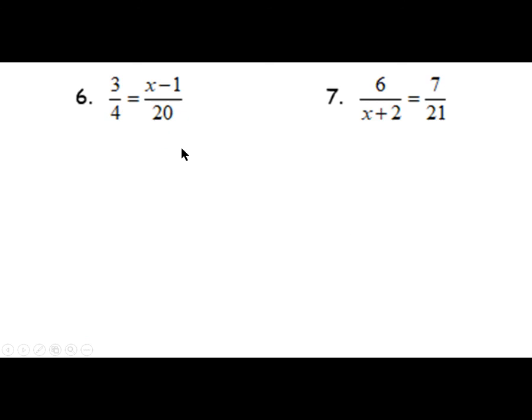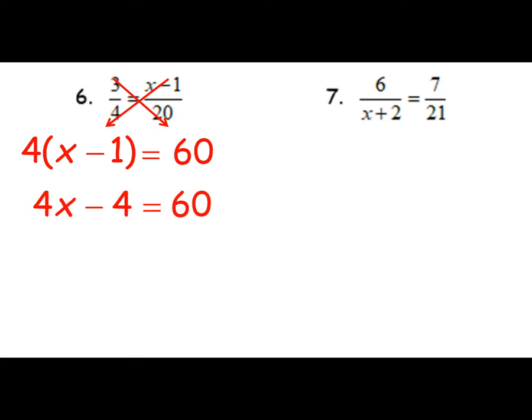Let's start with this one, numbered 6. Take a moment and see if you can solve for x in that first problem. Okay, when you do this, 3 times 20 gives us 60. x minus 1 times 4, we're going to have to distribute the 4. And we're going to get 4x minus 4 is equal to 60. Then we're simply going to add 4 and divide by 4 and end up with x is equal to 16.